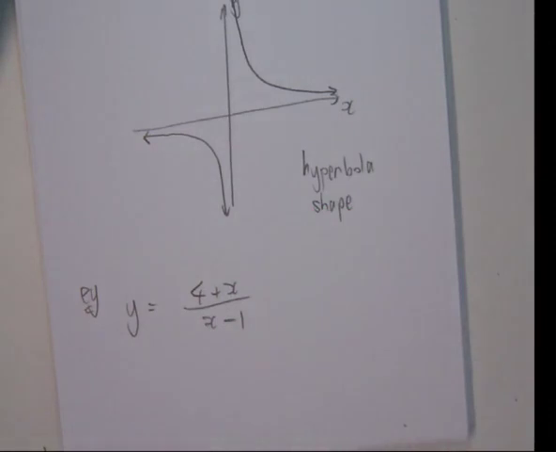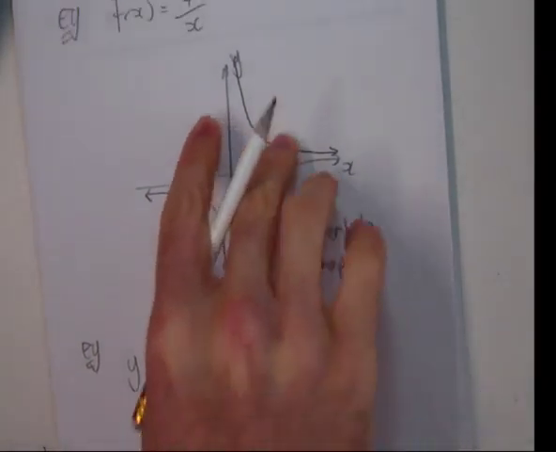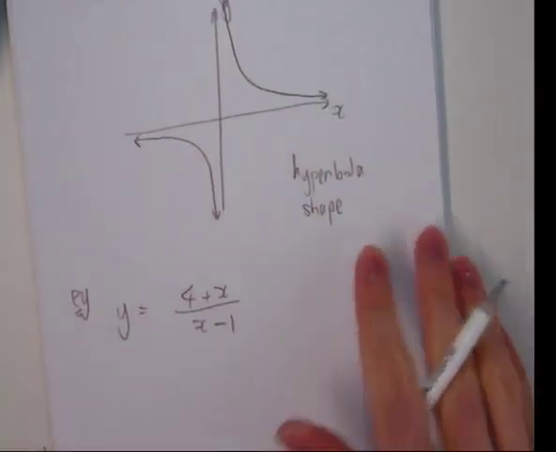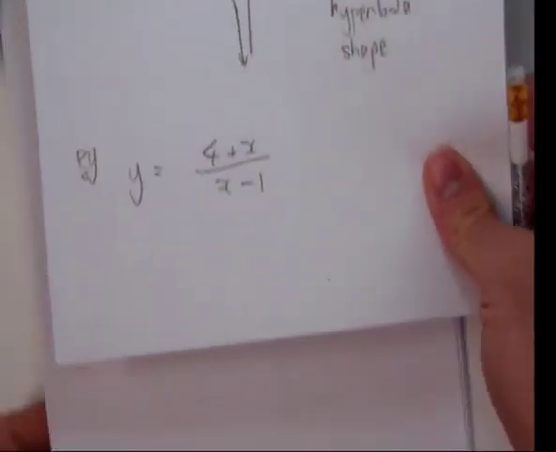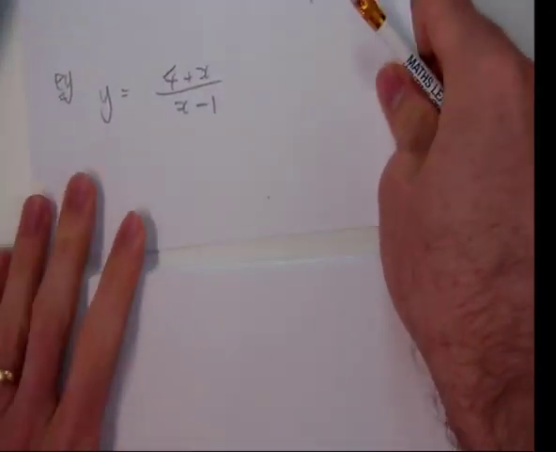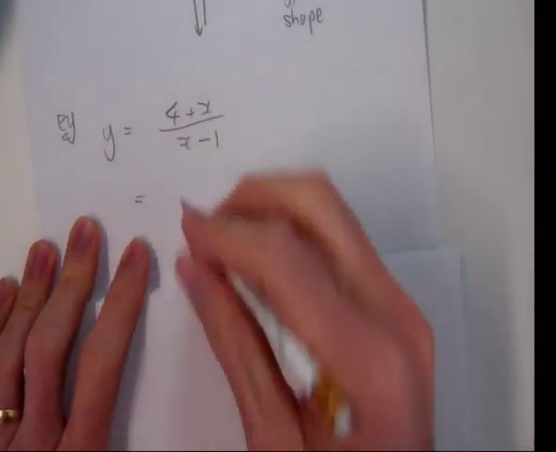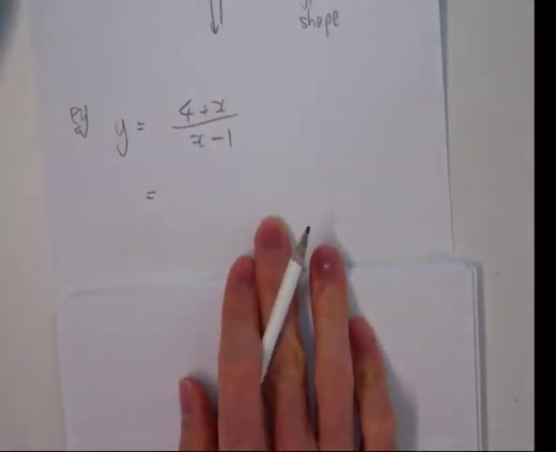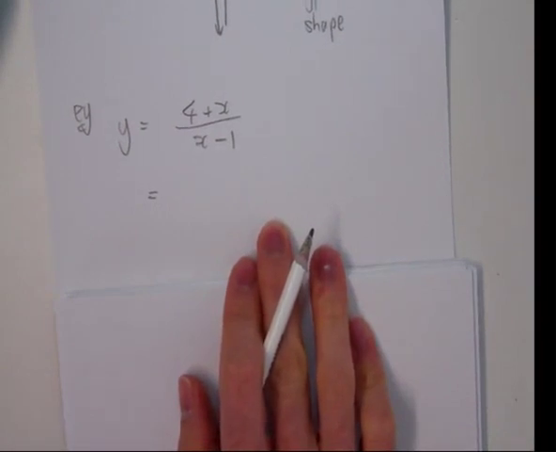So here is an example of a rational function. It's much more complex than the previous one. It's 4 plus x over x minus 1. And the easiest way to tell what the graph of this looks like is to make it look more like this function. So I'm going to show you some working out that will calculate what that looks like. So I'm going to rearrange this, because we know if we can write the function in the correct way, we will be able to figure out what the graph is supposed to look like.